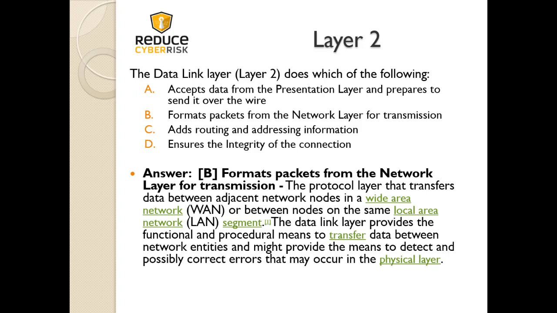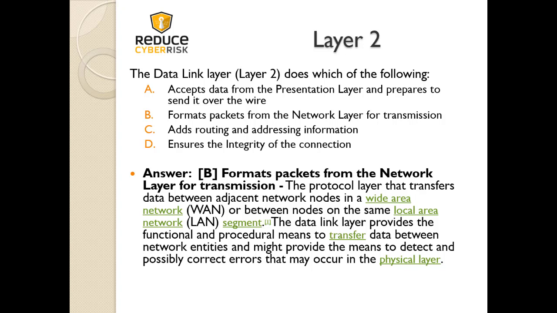Now, as we roll into the other layers, this one is layer 2. The data link layer, layer 2, does which of the following? So the data link layer, what does it do? A, accepts data from the presentation layer and prepares it to be sent over the wire, your communication path. B, formats the packets from the network layer for transmission, getting ready to ship out the door. C, adds routing and addressing information. D, ensures the integrity of the connection.